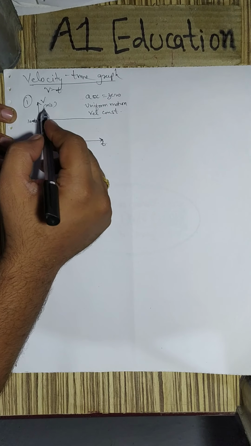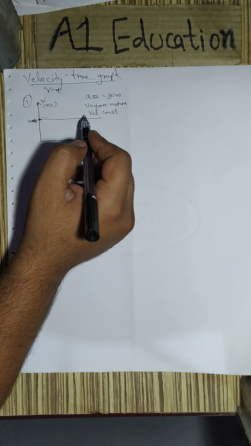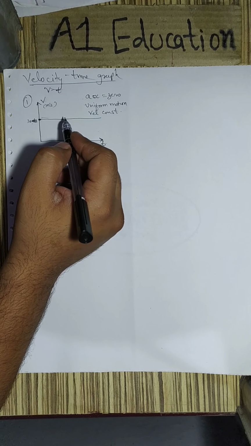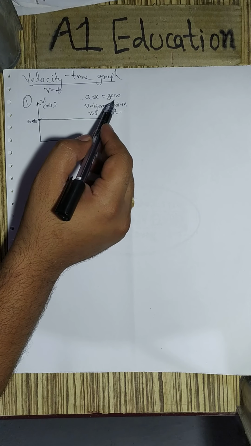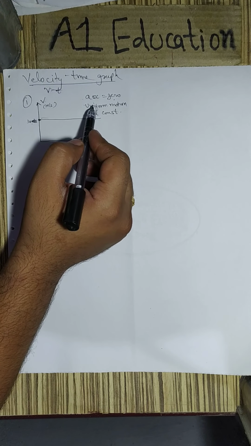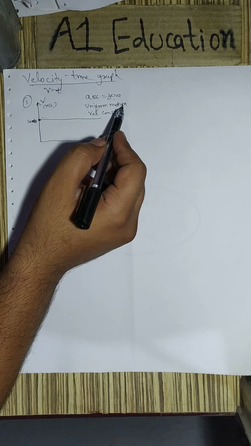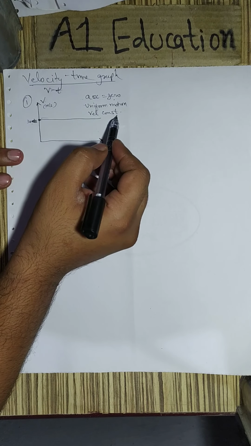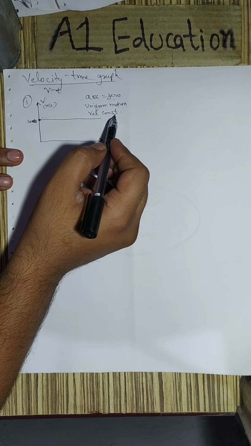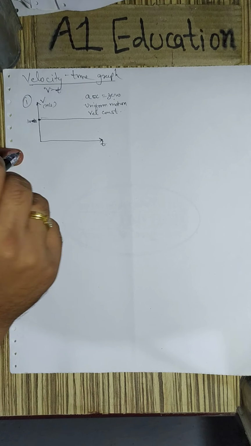From the velocity time graph, it is a horizontal line. The first thing which we can conclude is that acceleration is 0. Other thing we can say about the motion is that it is a uniform motion. Uniform motion means equal distance in equal time. And the third thing which we can conclude is velocity is constant, meaning the velocity is not changing.